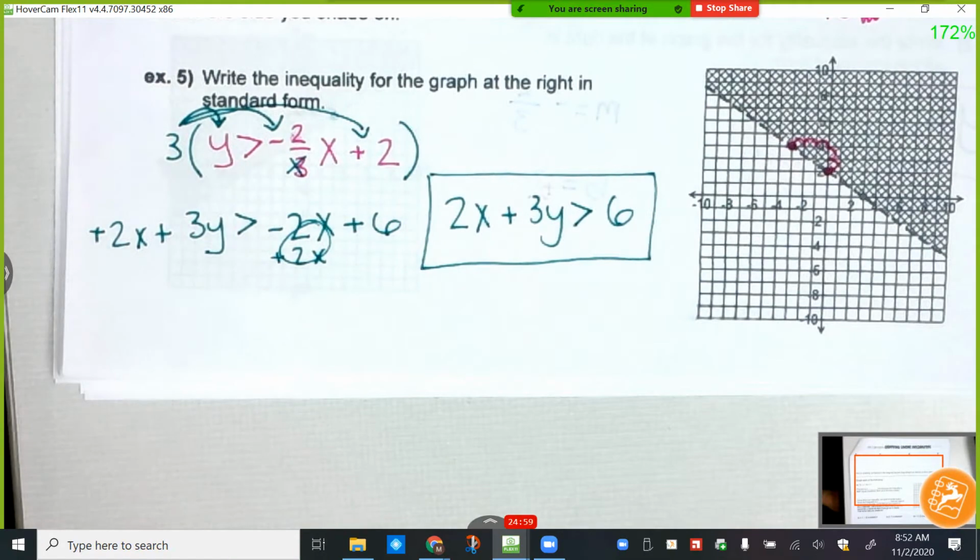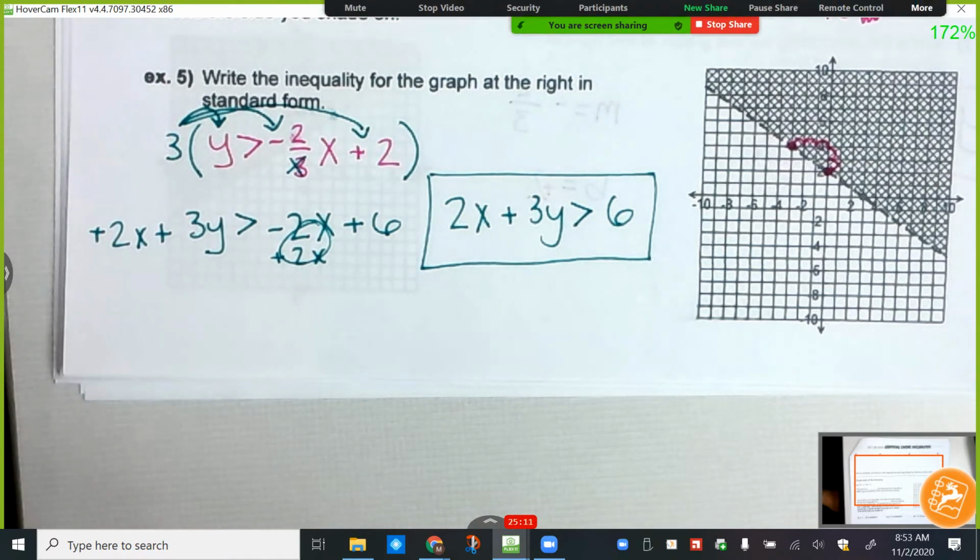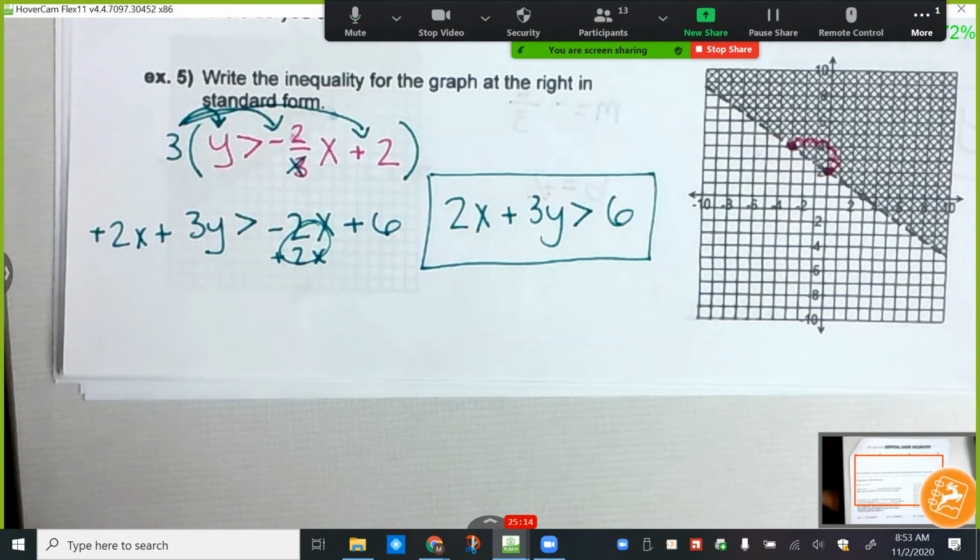Any questions with that? So just remember, when you're trying to put something in standard form, start with what you know. Put it in slope-intercept form. Get rid of the fraction if there is one, and just get x and y on the same side. That's all you're doing. Get rid of fractions, x and y on the same side. Okay?